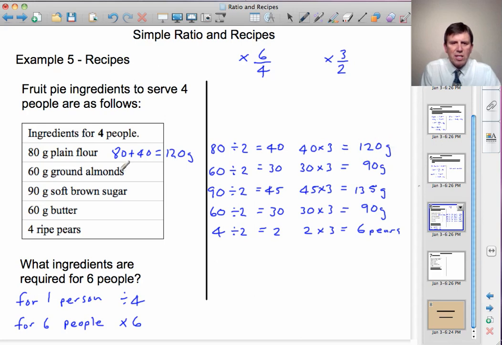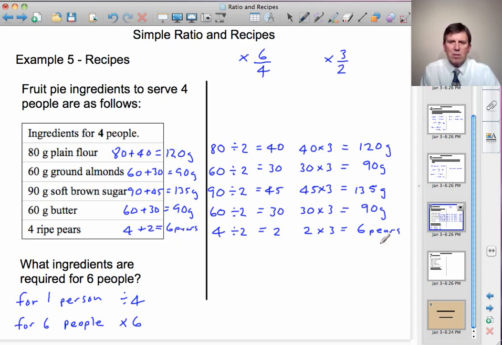Half of 60 is 30. If I add that on, 60 plus another 30, that would have given me 90 grams. Half of 90 is 45. 90 plus 45 is 135 grams. 60 plus half of 60 is 60 plus 30, 90 grams. And half of 4 is 2, so I add on 2 more pears. 4 plus 2, 6 pears. And you can see I've got the same answers doing it that way.